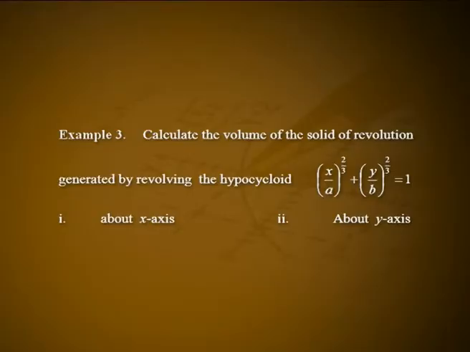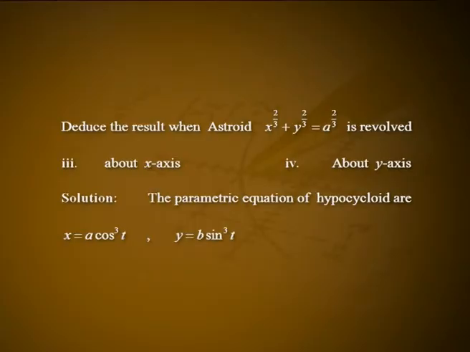Example 3. Calculate the volume of the solid of revolution generated by revolving the hypocycloid (x/a)^(2/3) + (y/b)^(2/3) = 1, first about the x axis, second about the y axis. Deduce the result when the asteroid x^(2/3) + y^(2/3) = a^(2/3) is revolved about the x axis and about the y axis. Solution.